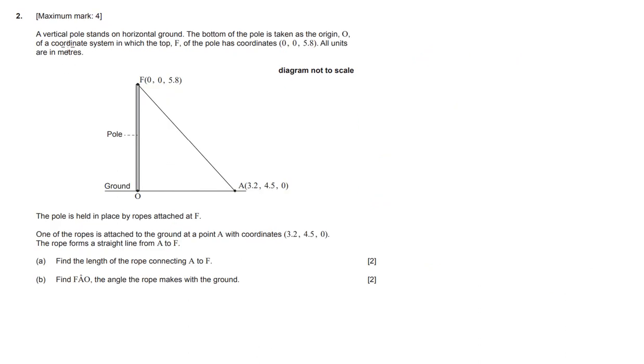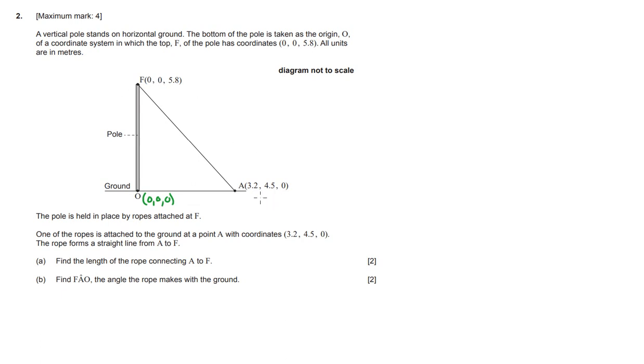Okay, moving on to number 2. A vertical pole stands on horizontal ground. The bottom of the pole is taken as the origin O, which means it's going to have coordinates 0, 0, 0. In the coordinate system, the top F is 0, 0, 5.8, and this point down here is 3.2, 4.5, and 0. The pole is held in place by ropes attached at F. One of the ropes is attached to the ground at point A with these coordinates. The rope forms a straight line from A to F. Find the length of the rope connecting A to F.